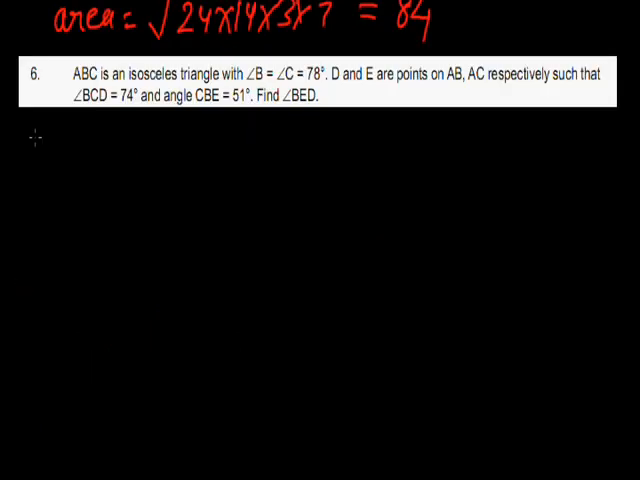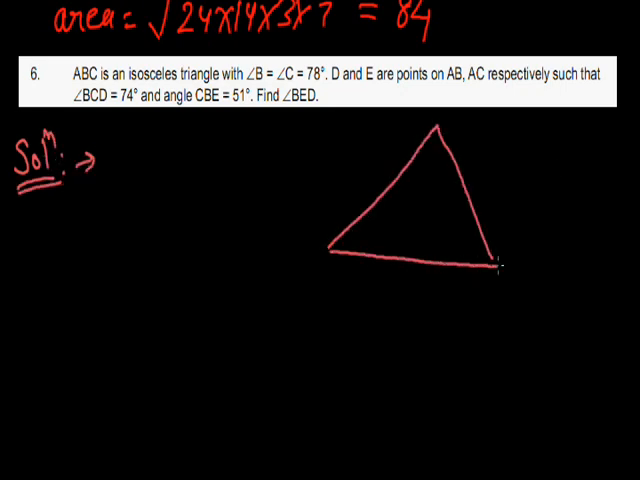Let us move to our next question, question number 6. The solution of this question can be given as, first of all, let us draw a diagram to understand the question. Let us have a triangle ABC in which D and E are two points on sides AB and AC. Let it be D and let it be E. Now let us join D to C and E to B.